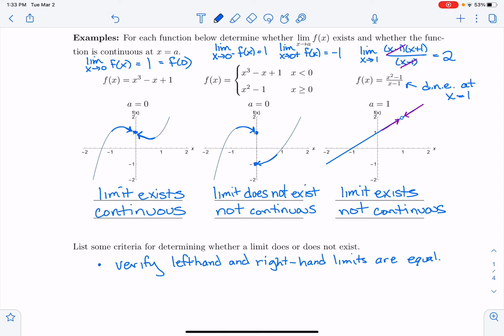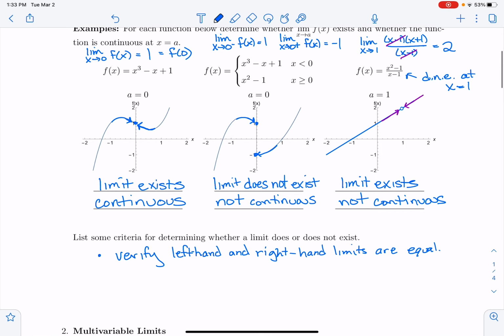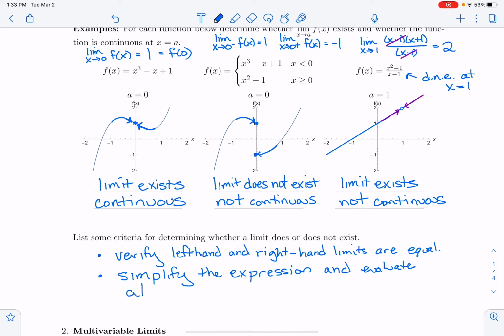Okay, that was a way that we could determine whether or not a limit existed. We could also possibly simplify the expression and evaluate at the point. And that would tell us whether the limit did or did not exist.